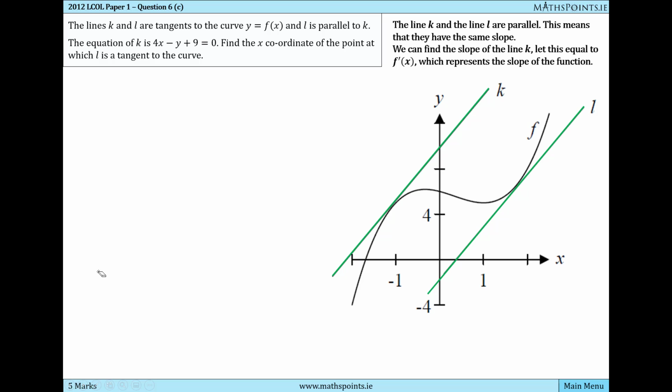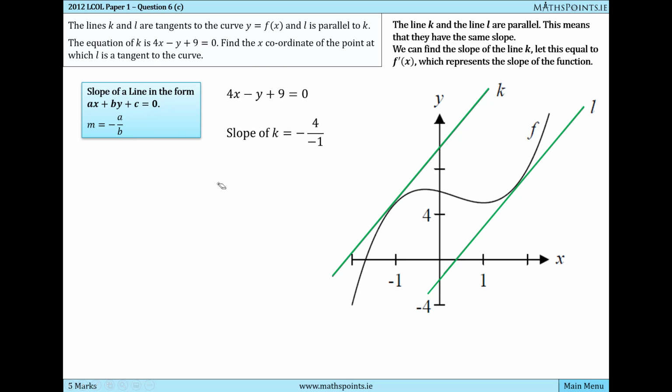So when a line is in the format ax plus by plus c, as this one is, we can read the slope as minus the x value over the y value. So the slope of the line K is minus 4 over minus 1, which is equal to 4. So line K has a slope of 4. But we also know that because L is parallel, L has a slope of 4.